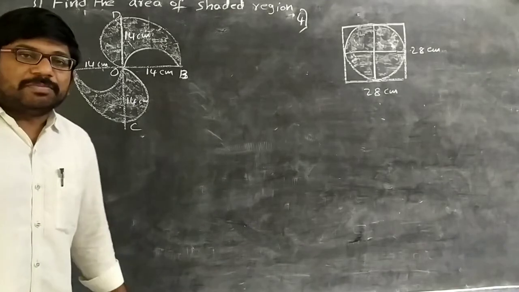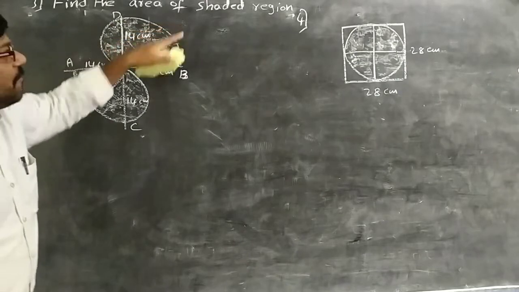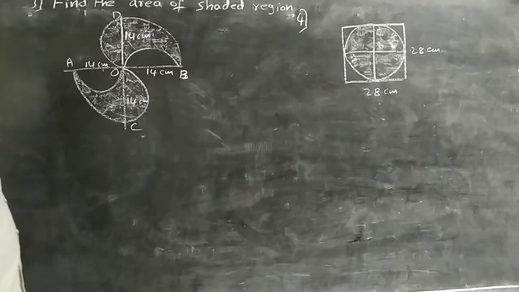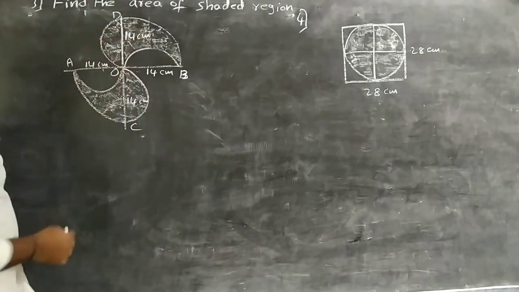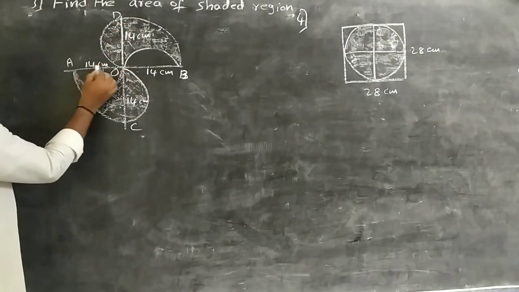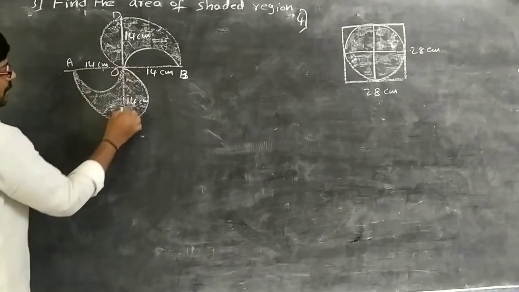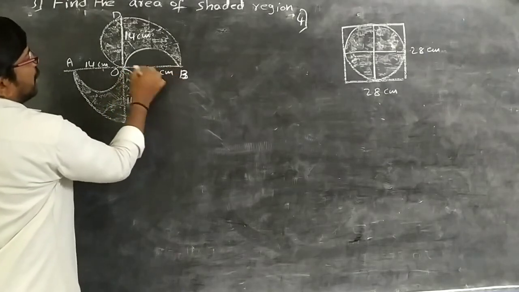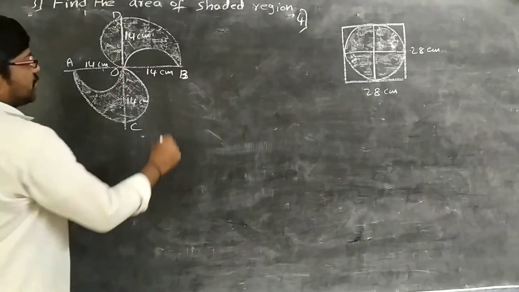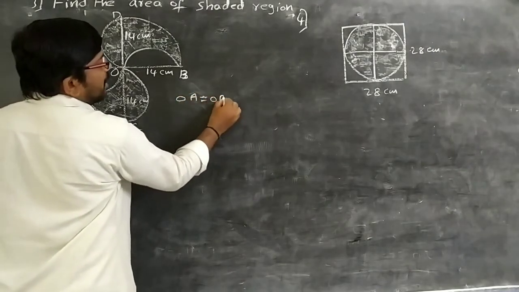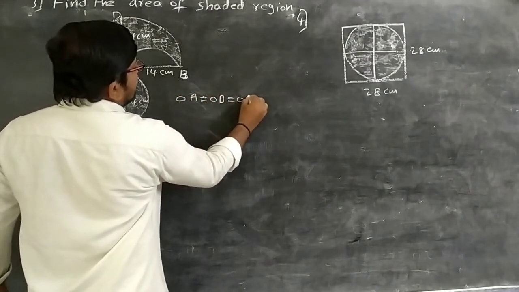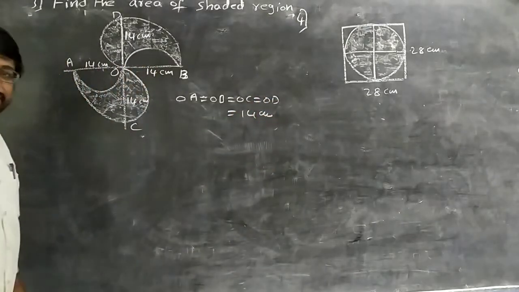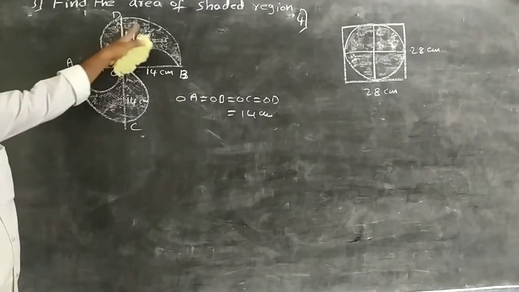Yes, go for the next problem. Observe carefully. Find the area of the shaded region of the following plane figures. See, this figure looks different. Here OA is 14 centimeters and OC, from here to here, is 14 centimeters, and OB is 14 and OD also 14, right? OA is equal to OB is equal to OC is equal to OD is equal to 14 centimeters, right? Now we have to find this shaded region.